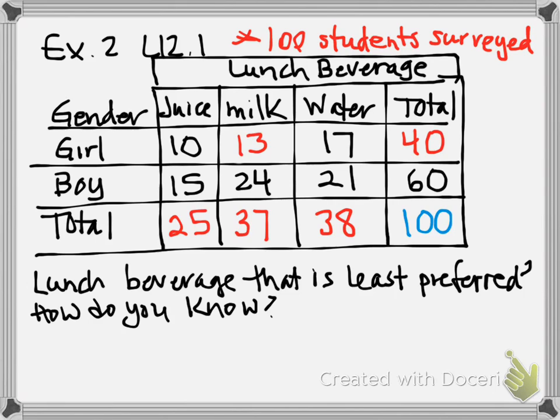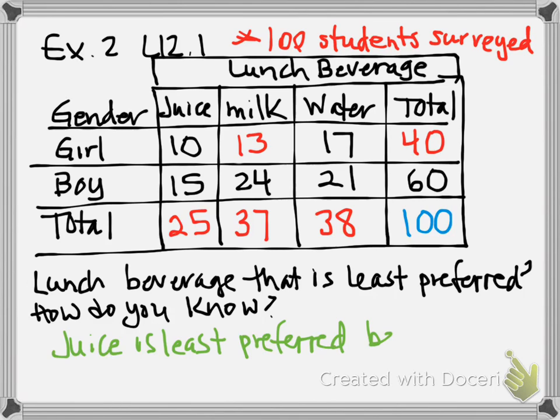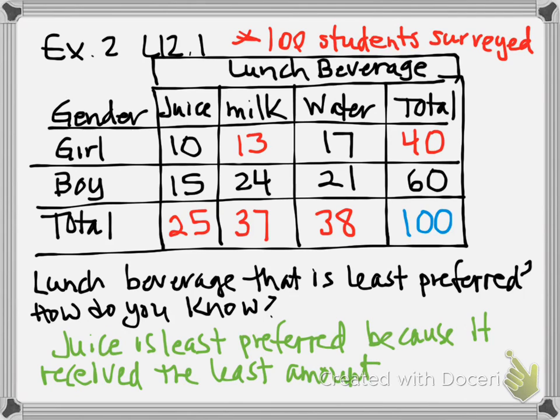Okay, Serena. Juice. Okay, and why would you say juice? How do you know it's the least? Juice is least preferred because it received the least amount of total votes. So total meaning boys and girls together.